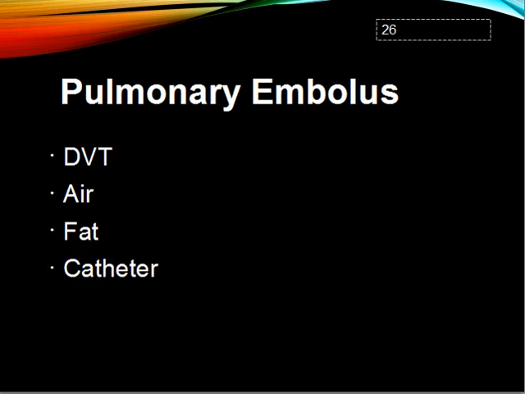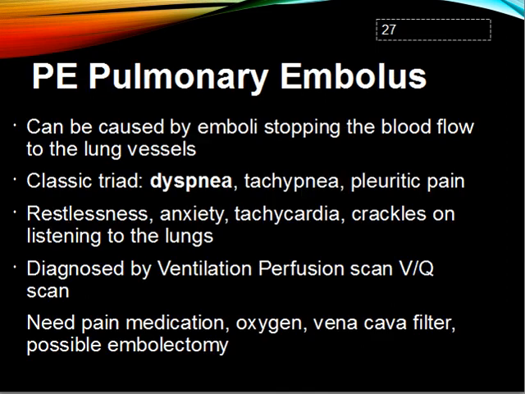Pulmonary embolism can be caused by a deep vein thrombus that has traveled, air that gets into the vessels, fat that gets into the vessels, or a catheter. Emboli stop the blood flow to the lungs. The classic triad of symptoms is dyspnea, tachypnea, and pleuritic chest pain. Restlessness, anxiety, tachycardia, and crackles on listening to the lungs. Diagnosed by ventilation perfusion scan or VQ scan. Treatment includes pain medication, oxygen, vena cava filter, and possible embolectomy.